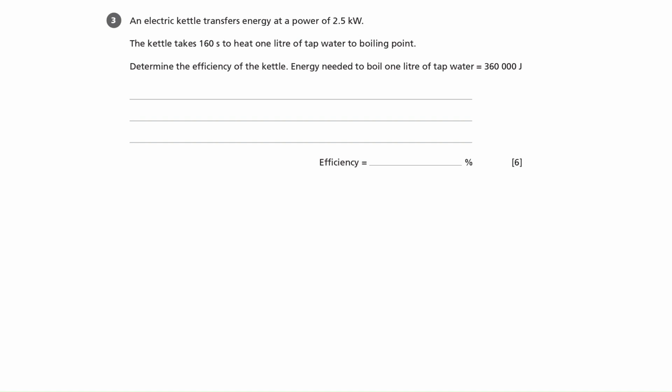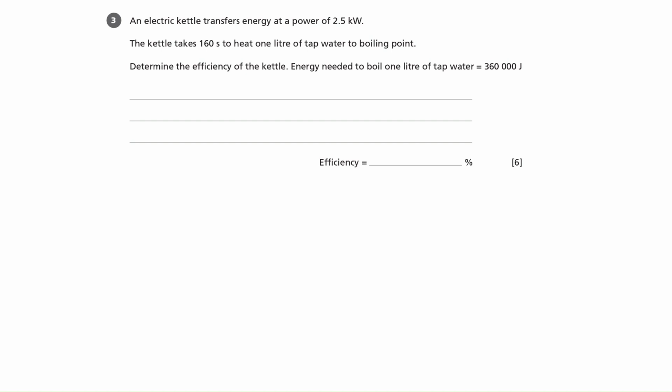Question 3. An electric kettle transfers energy at a power of 2.5 kilowatts. The kettle takes 160 seconds to heat 1 litre of tap water to boiling point. Determine the efficiency of the kettle. Energy needed to boil 1 litre of tap water equals 360,000 joules. Okay, so there's several stages to this question.